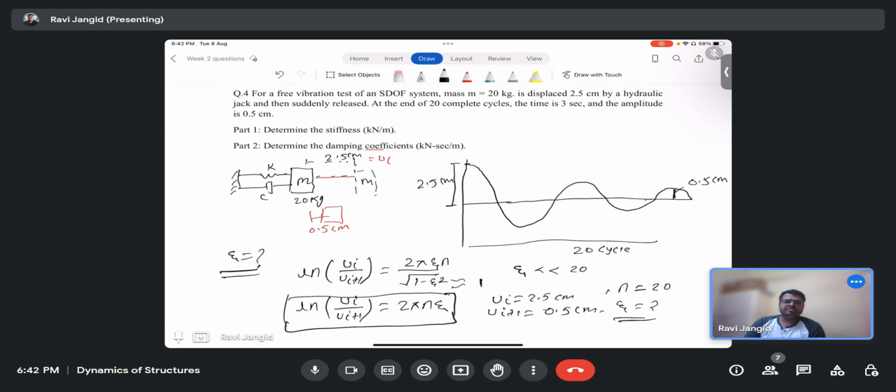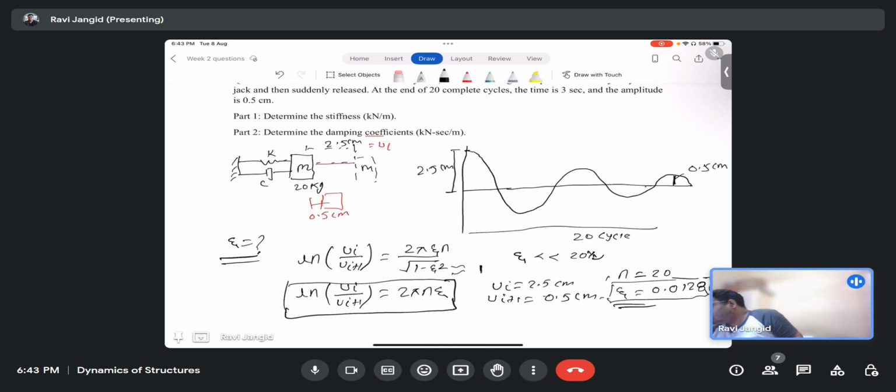Anyone with the answer? 0.0128. Okay. So we are getting our zeta equal to 0.0128, or 1.28%. That is less than 20%, so that is okay. Now using that zeta, I can find out omega d, because this is a damped system.